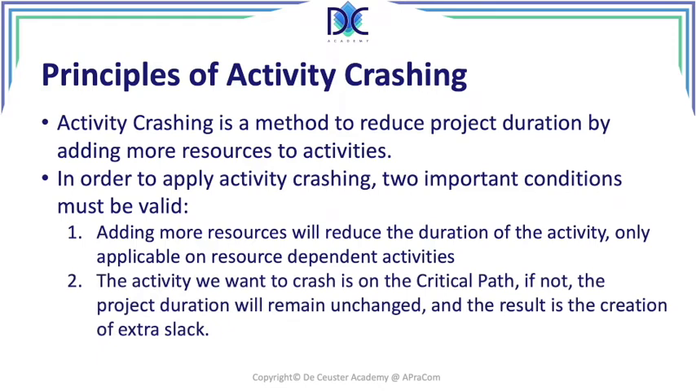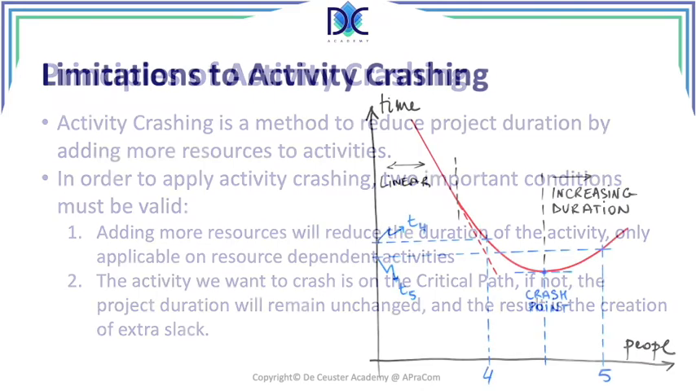The second thing we have to consider is that the activity or the activities we want to crash have to be on the critical path. If we crash activities that are not on the critical path, we will see that the project duration will not change, and the only thing we are doing is creating extra slack and extra cost, but we will not reduce the duration. So these are things that we have to take into account when we will be looking at activity crashing. Now, there are some limitations.